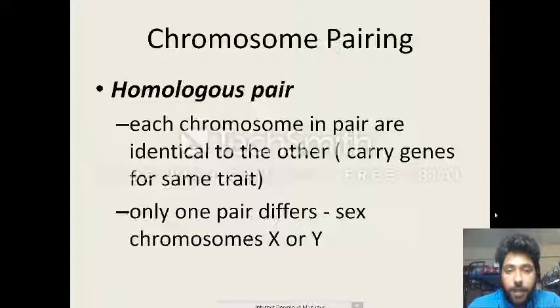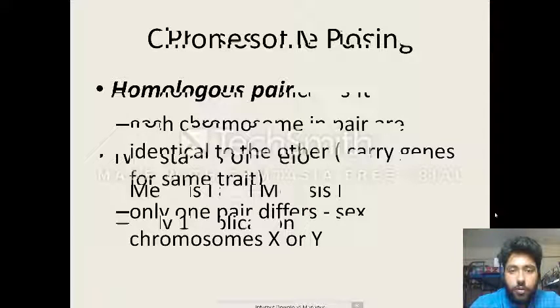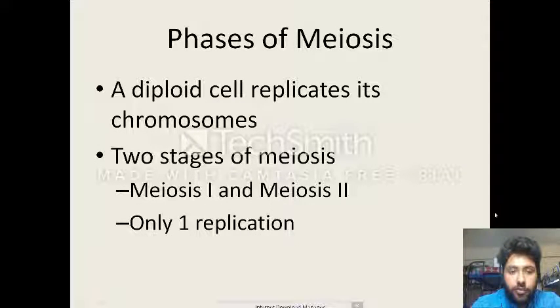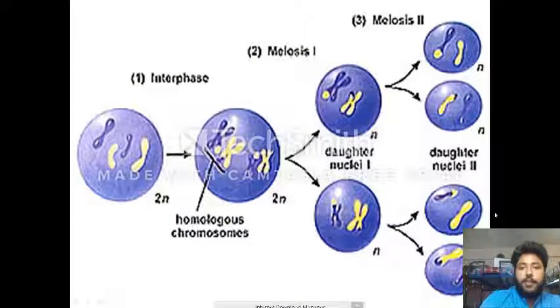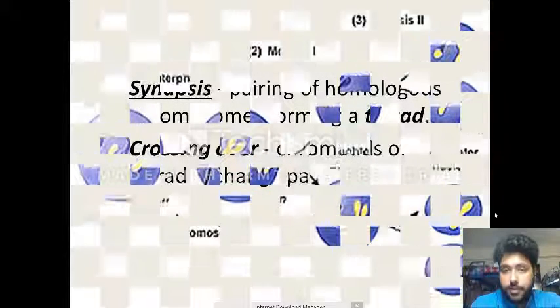Chromosome pairing, homologous pairs, yes, we all know this. Just skip this part. Phases of meiosis. So this is the various analogy of interphase, meiosis 1 and meiosis 2. The daughter cells, mainly we get 4 haploid cells.